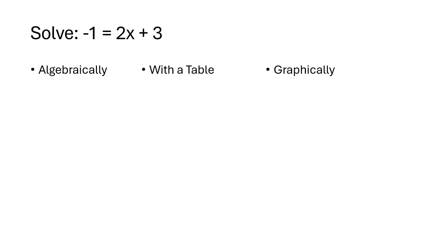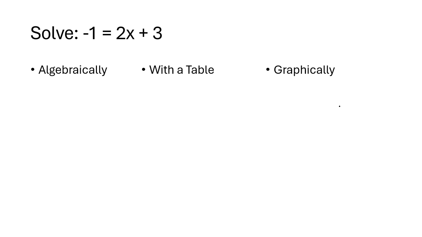In this video, I want to talk about how to solve a linear equation, in this case, -1 equals 2x plus 3, in a few different ways. Algebraically, with a table, and graphically. Now, traditionally, algebraically would be the way we would go, and it is the easiest way to solve something like this. The reason I want to show with a table and graphically is just to tie some ideas together, ideas involving an equation with two variables and the graph of that linear function.